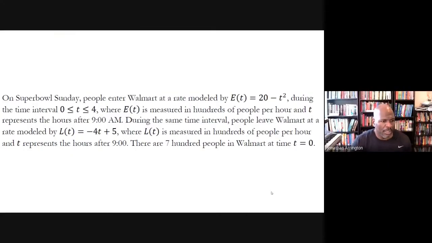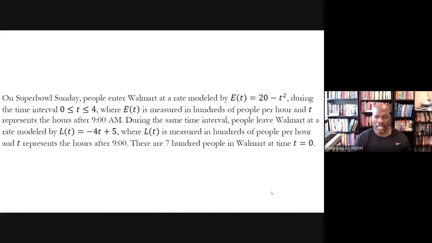All right, so here's the problem. It says on Super Bowl Sunday, people enter Walmart at a rate modeled by E of t during the time interval where t is between 0 and 4, where E of t is measured in hundreds of people per hour, and t represents the hours after 9 a.m. During the same time interval, people leave Walmart at a rate modeled by L of t, where L is measured in hundreds of people per hour, and t represents the hours after 9 a.m. There are 700 people in Walmart at time t equals 0.